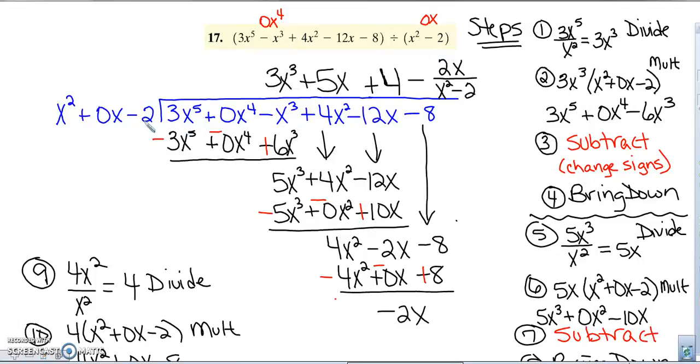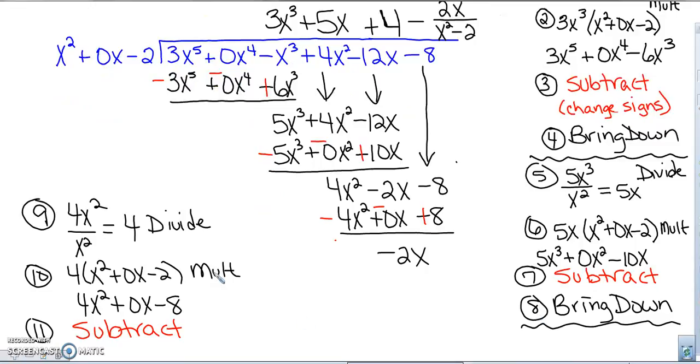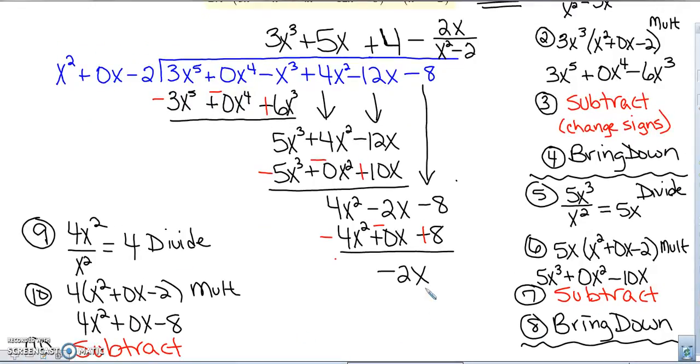Now that we have the placeholders in and everybody is in the correct order, we begin the 4-step process that we continue to repeat over and over until we are done. So to begin with, we have 3x to the 5th, which we're dividing by x squared.